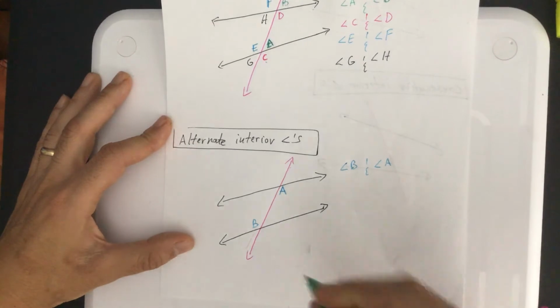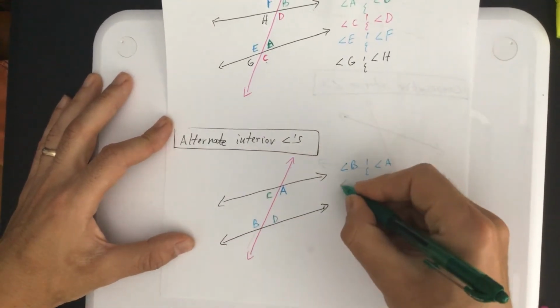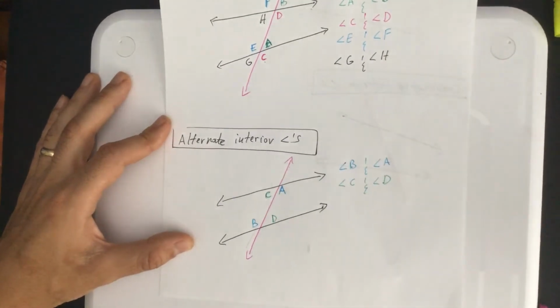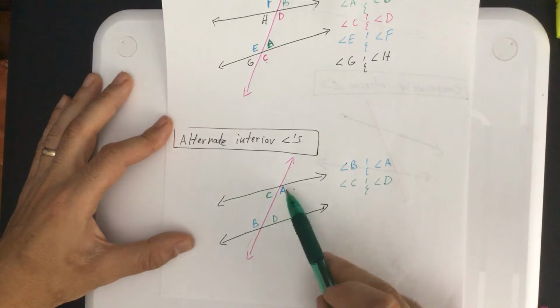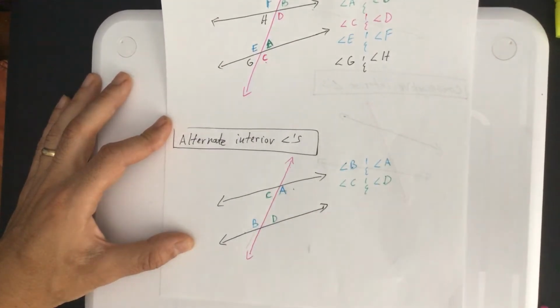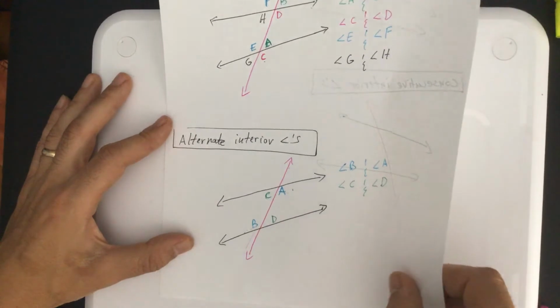The other pair will be angle C and angle D. Angle C and angle D are alternate interior. See, they're alternating, they are crossing the transversal. This one with that one and this one with that one. Right? Alternate interior angles.